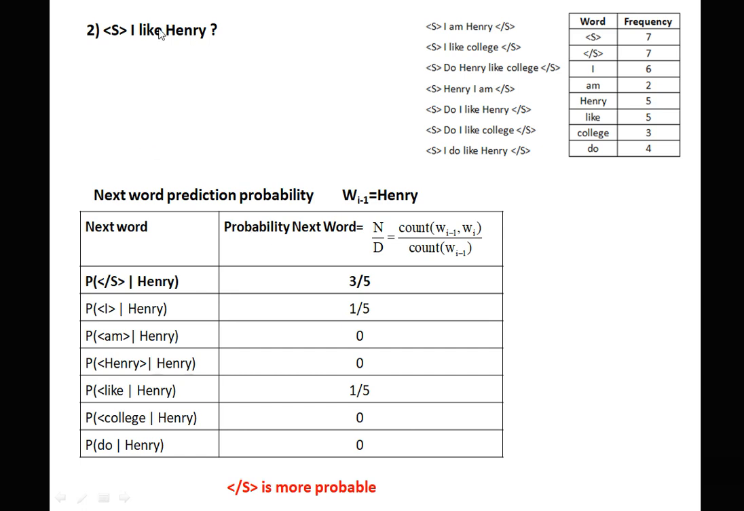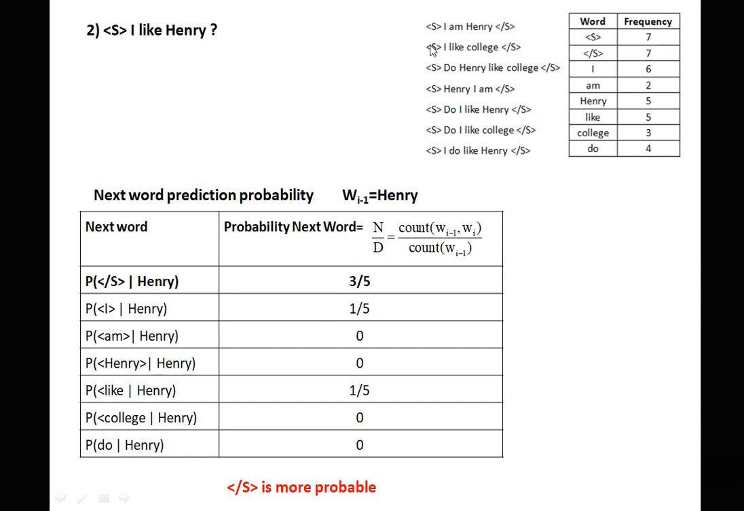Now next, I like Henry. Here we require to predict the next word. So now our previous history we require to check is Henry. So our wi minus 1 is Henry, and wi is nothing but all our next words. This is our formula: how many times after Henry the end of the statement will come. So the count of Henry is 5. So here the denominator is compulsorily 5 for all the cases. Now we require to check in the corpus how many times after Henry the end of the sentence comes. So it is 1 time, 2 times, and 3 times. So after Henry, 3 times the end of the sentence, so it is 3 by 5.